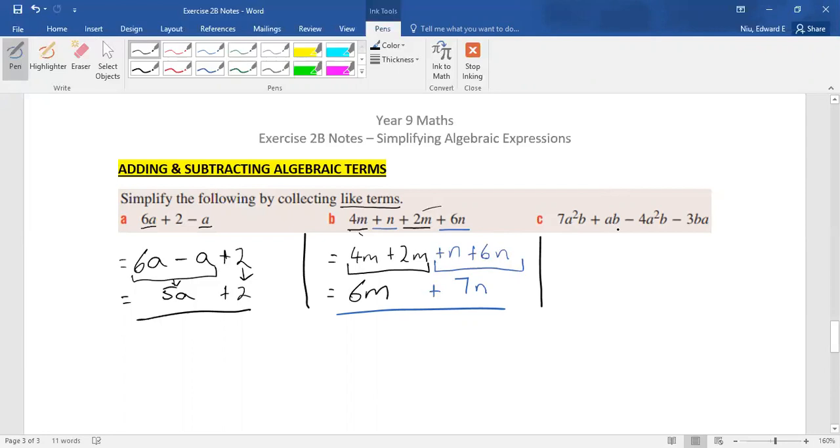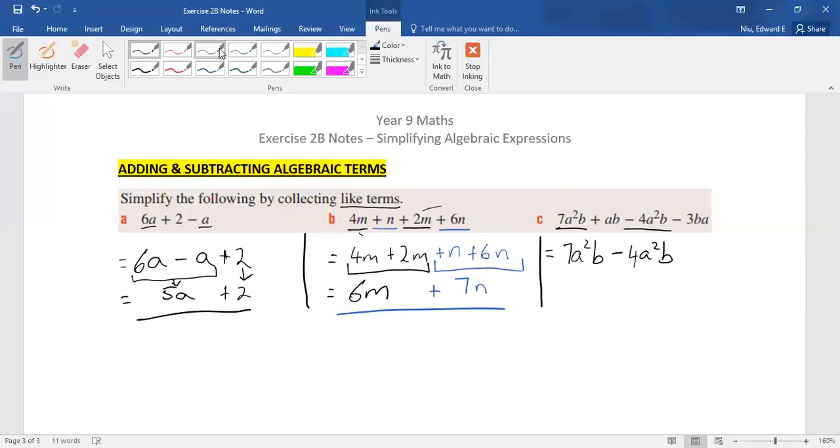Great, if you answered 7a squared b is a like term with negative 4a squared b, you are correct because the pronumeral combinations are identical. You've got an a squared, and a b to the power of 1 and a b to the power of 1. So what we can do straight away there is group them together. So we've got 7a squared b, negative 4a squared b.